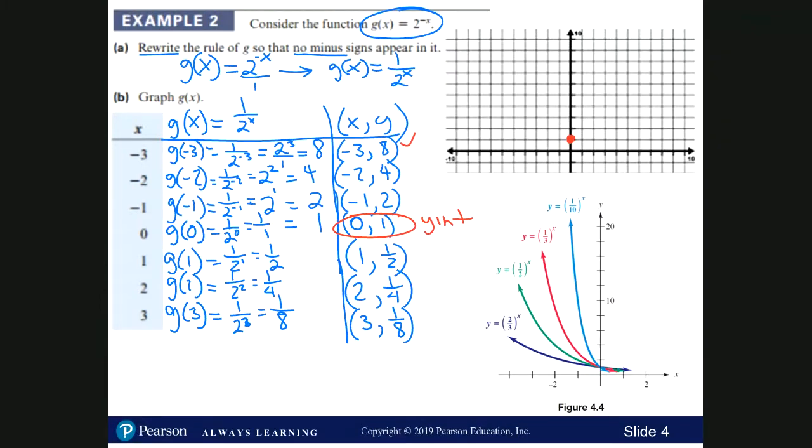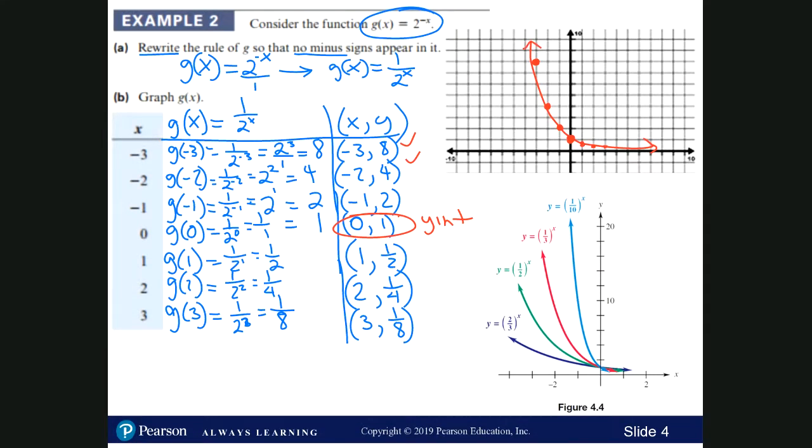Then we have negative 2, 4. We'll have negative 1, 2. And then we have 1, 1/2. 2, 1/4. And 3, 1/8. So now if I connect these points, and I have to be careful to not touch the x-axis. So they do go like that.